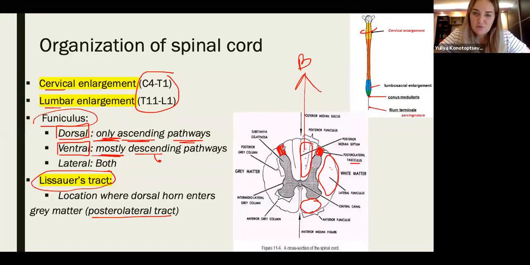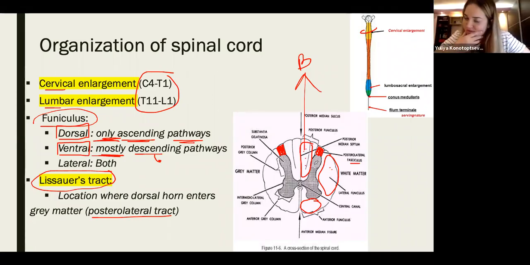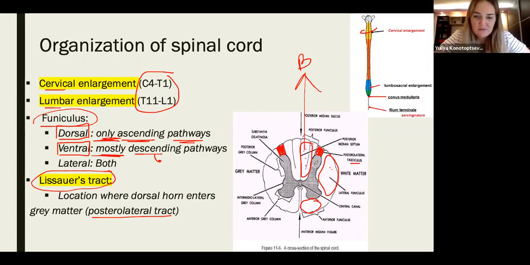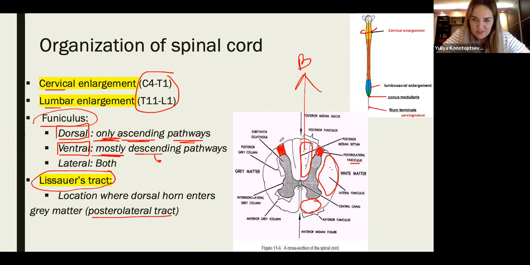So a question for you guys. What do you think is present in the Lissauer's tract? Axons. Very good. Whose axons? That's the question. Take a look at its location. From posterior and lateral. Sensory axons. Perfect. Sensory axons. You remember, this is the dorsal root.